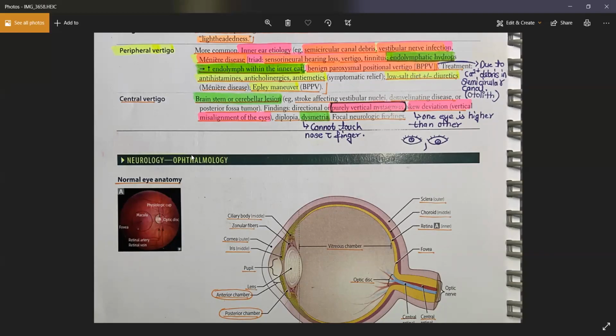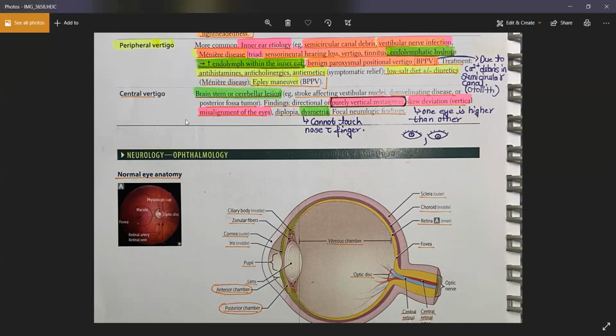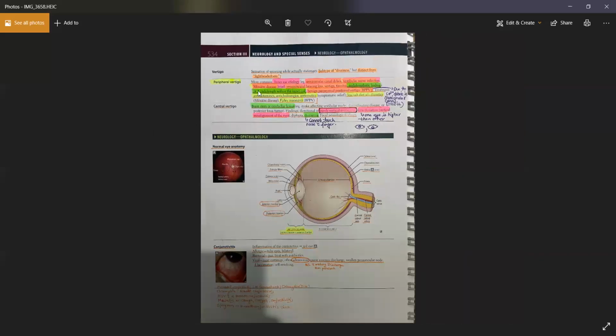Whenever you have central vertigo, there is also an involvement of the cerebellum, so you will get dysmetria. Because of that, you cannot touch the nose with the finger. You will get diplopia, a misalignment of the eyes, upward and downward, which you call skew deviation. It is a vertical misalignment. That would be all the difference between peripheral and central vertigo.